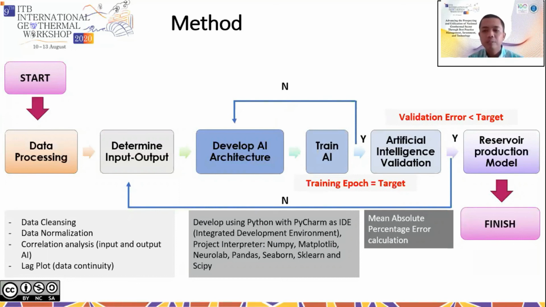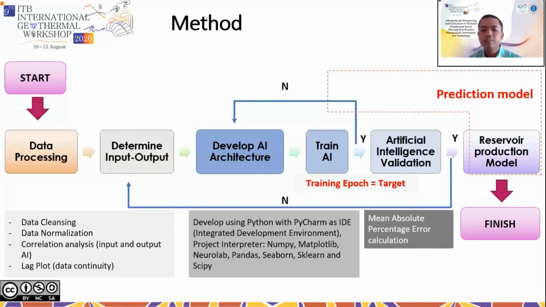And then after we build the architecture of the artificial intelligence, we train and validate the models. And then we validate the model by using the calculation of mean absolute percentage error. After that, we have the reservoir production model as the prediction model.